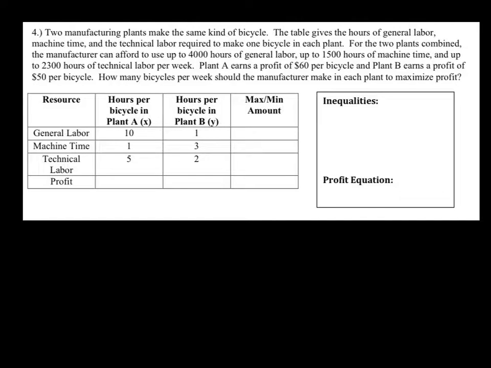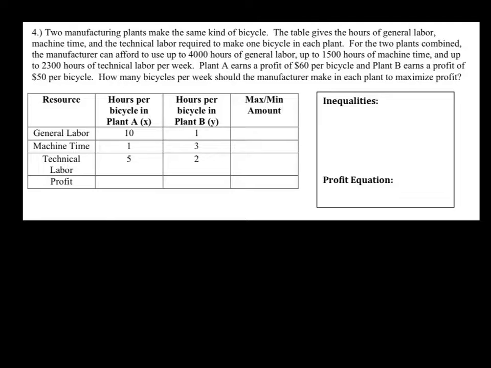For this problem, it's going to give us a system of inequalities instead of equations. And actually, it's going to be 3 inequalities. And we have to graph it and figure out the best situation. So it says 2 manufacturing plants make the same kind of bicycle. The table gives the hours of general labor, machine time, and the technical labor required to make one bicycle in each plant.